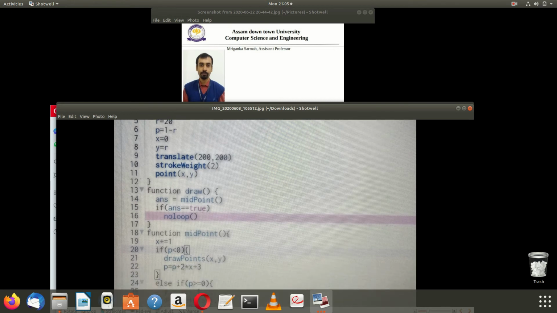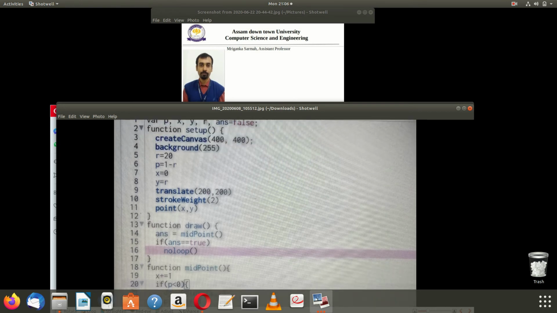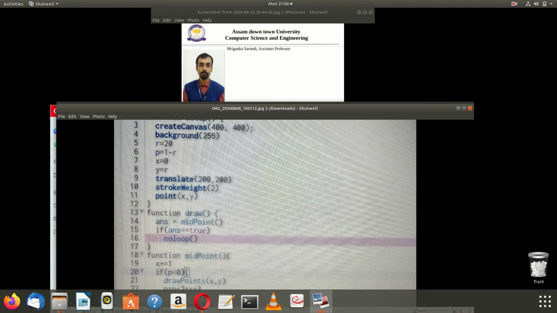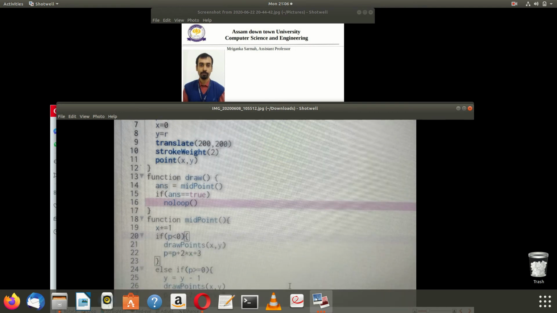Now why this translate function? So that the circle comes in the middle of the screen. Sometimes, if you can see, I have minimized my screen, so the circle can disappear. In these cases, if we give this translate function, line number 9, it automatically adjusts itself.